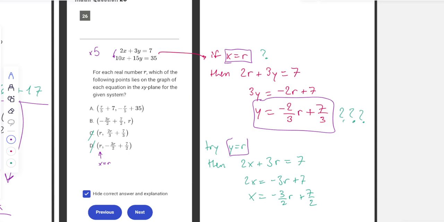Actually, that looks like it works. If y equals r, x would have to equal this negative 3 halves r plus 7 over 2. And that matches up with answer choice B. And thankfully we didn't have to try A. A is just really, really complex.